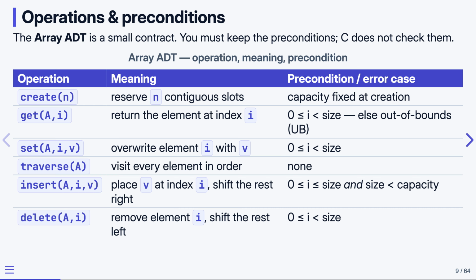A precondition is a rule you must keep before you call the operation. These rules are your responsibility. C does not check them for you. Let's walk the operations one by one.